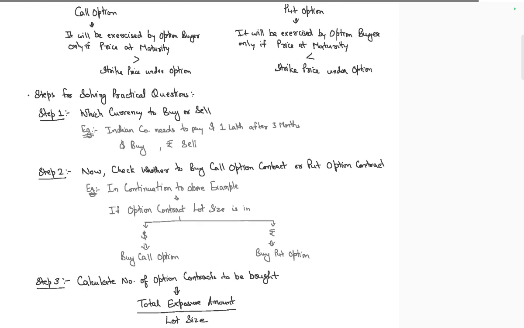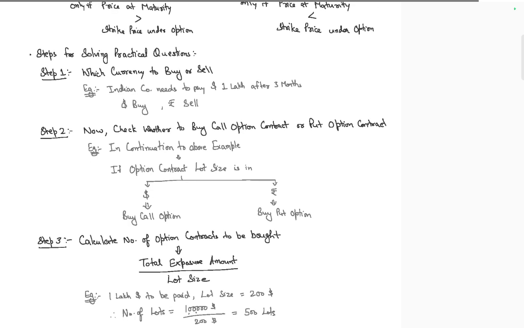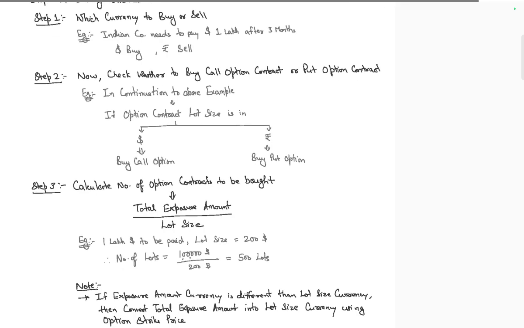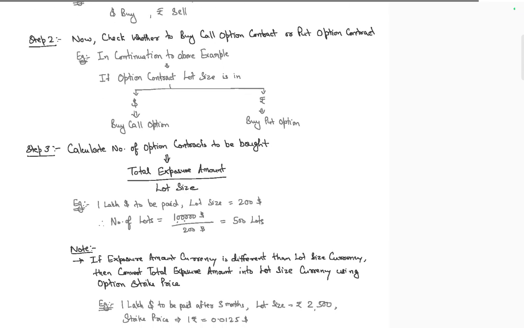Okay. For the practical question, what is the currency? What currency is going to be bought or sold? The Indian company is to buy $1 lakh for 3 months. Now check whether to buy a call option contract or a put option contract. So he will buy. In the situation above, he is going to buy a call; a put is a sell option. So it is a buy call option.